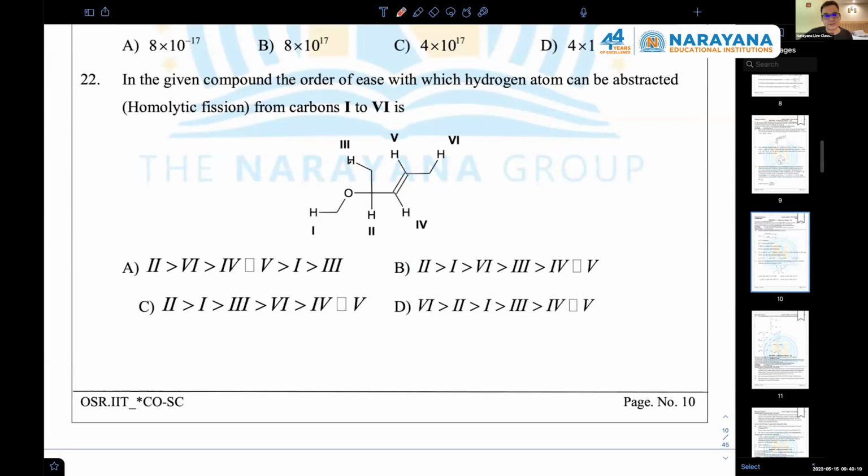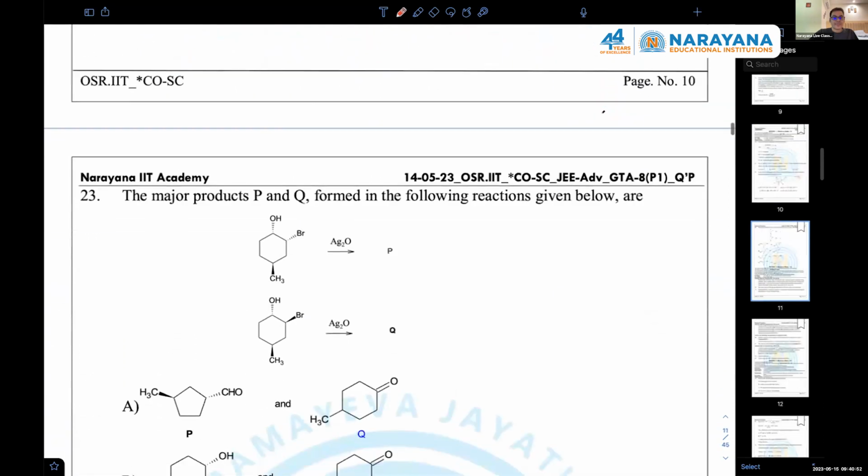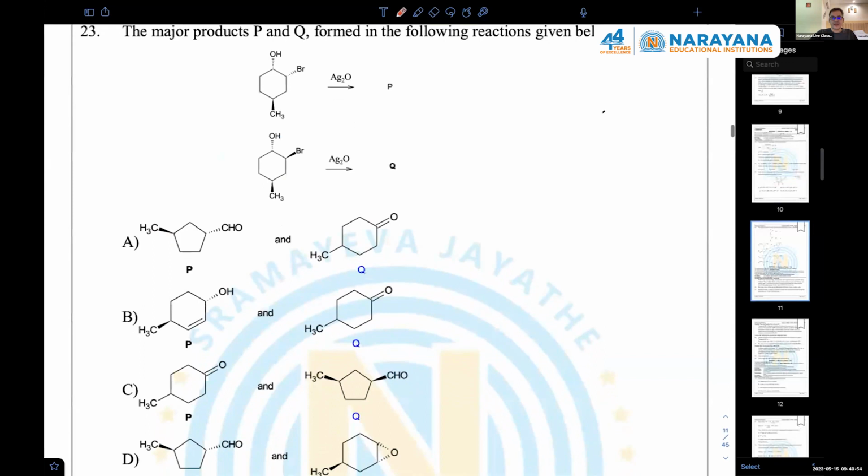You need to simply check, by removing the H, where the radical is more stable. A radical can be stabilized by both plus M and minus M effects. Both can stabilize the radical. Any lone pair species adjacent to the radical can also stabilize the radical. So in question number 22, is anyone having doubt? Okay, question number 23. Anyone?